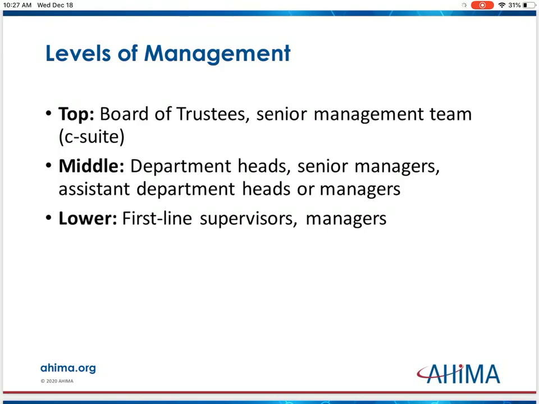Then we go down into the middle level. They sit right below that top level. Middle level managers include department heads or senior managers or assistant department heads or managers. So your director of the HIM department is a middle level manager. Then you have that lower level. This is the bottom of the organizational chart when it comes to management. Again, they're known as first level or frontline management, and these may be supervisors in HIM or your lower level managers. If you're in a clinic, it could be your office manager. Okay?